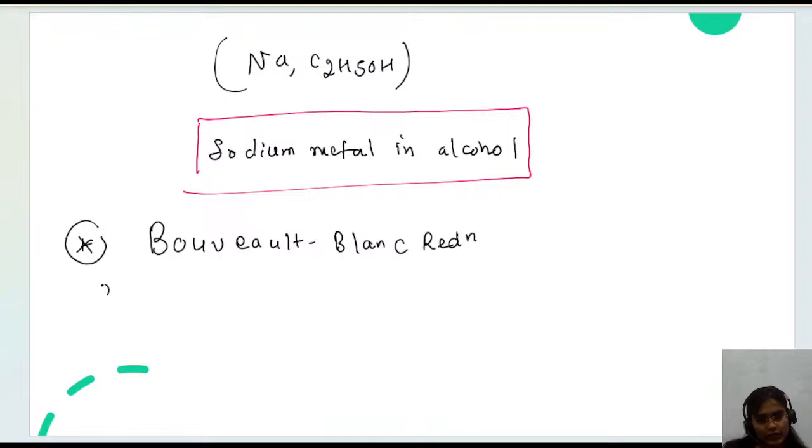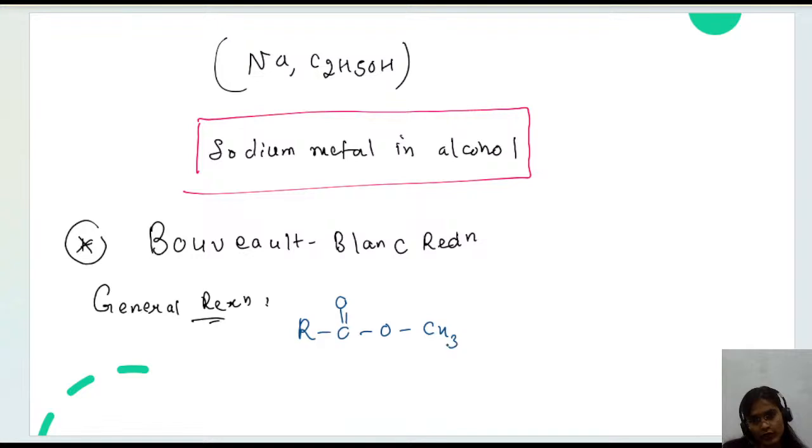So let me just write the general reaction. That is some R, CO, O, CH3. So it's a normal ester group. We are just starting with the ester group, and then we are using sodium, and sodium and ethanol is famous for this. And then what we end up with there is CH3CH2OH. It means this part is going to convert into ethanol.